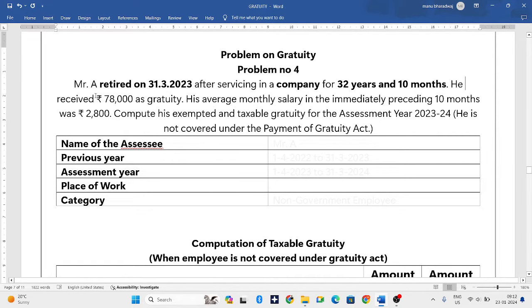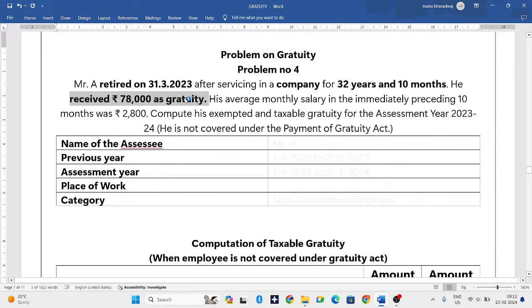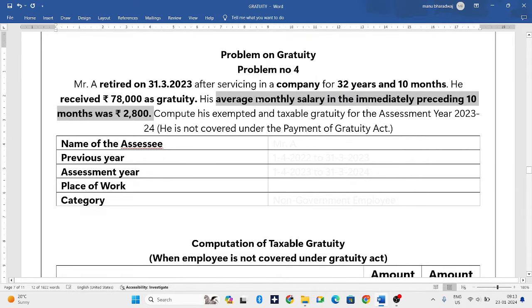He received rupees 78,000 as gratuity. So how much is he receiving as gratuity? He is receiving 78,000 rupees as gratuity. His average monthly salary in the immediately preceding 10 months was 2,800. So before he retired, the 10 months average salary was 2,800 rupees. Compute his exempted gratuity and taxable gratuity for assessment year 23-24 if he is not covered under the Gratuity Act.